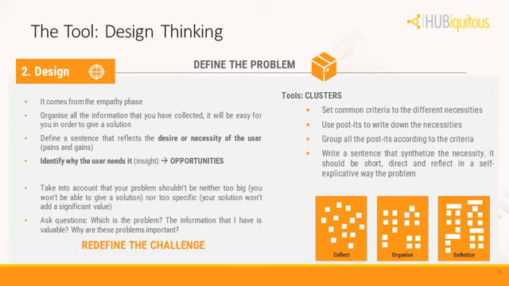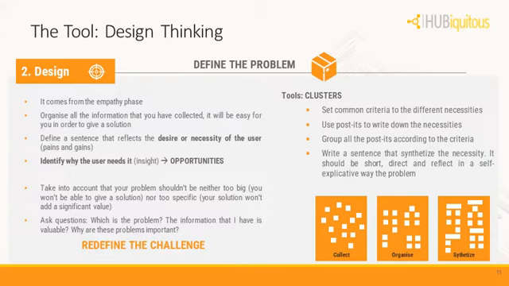Once I have all this information, I go to the next phase, which is the definition phase. This phase comes from the empathy phase. That implies that we are going to organize all the information that I have. And all this organized information will help me to better understand, or to give a solution to all these necessities. So we are going to define a sentence that is going to clearly reflect the desire, the necessity of the user. We are going to see the pains and gains, that is the positive and the negative points, and identify what my user is going to need.